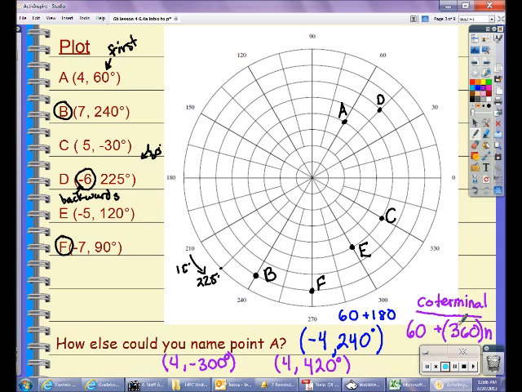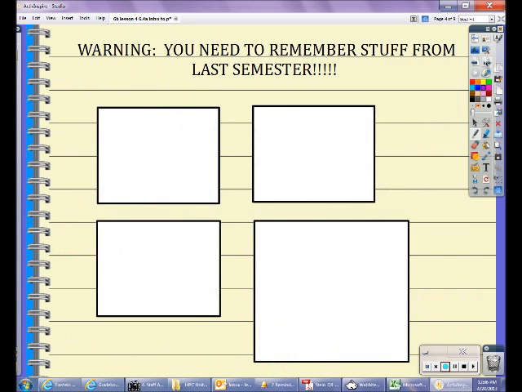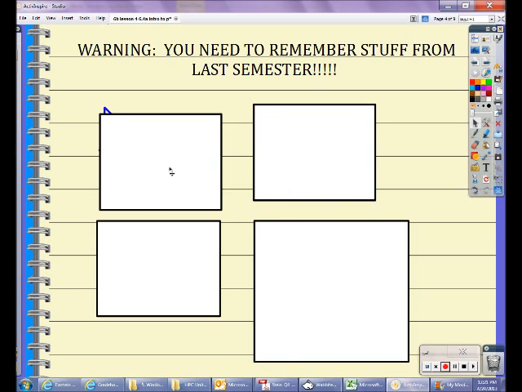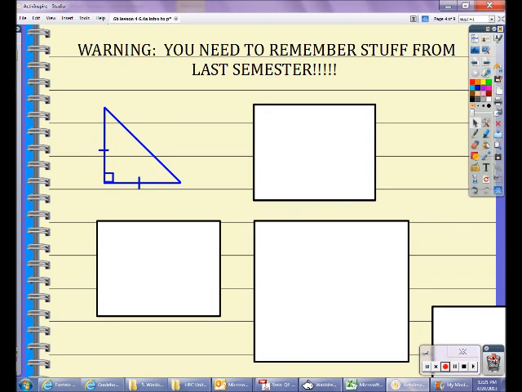And yes, we are going to be dealing with radians. Sorry, guys. Warning! You need to remember stuff from last semester. So let's see what you need to remember from last semester, other than just, what are radians?